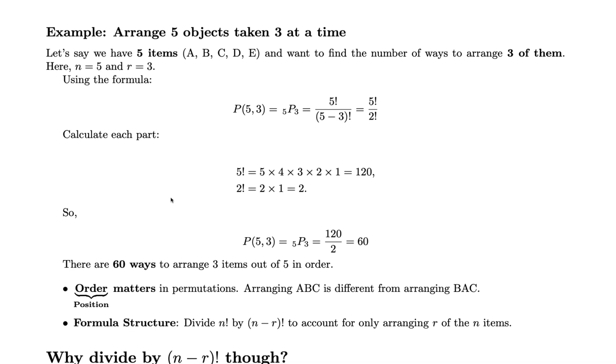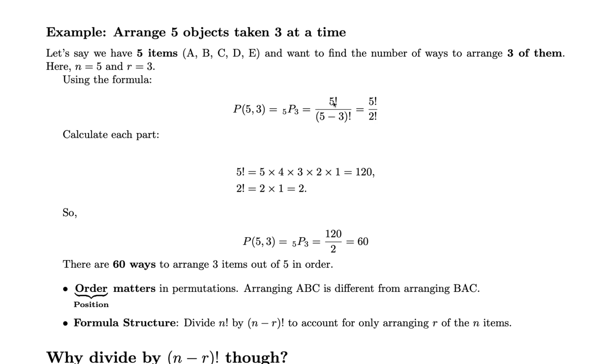So we have an example where we're arranging 5 objects, but taking 3 at a time. So we say that we have 5 items. We'll say the letters A, B, C, D, and E, and we want to find the number of ways to arrange 3 of them. So here in this case, we can say that n, the total number of objects, is 5, and how many we're taking at a time, this r, is equal to 3. So we use this formula. Here's the permutation function, but you could also have this 5, capital P, subscript 3.